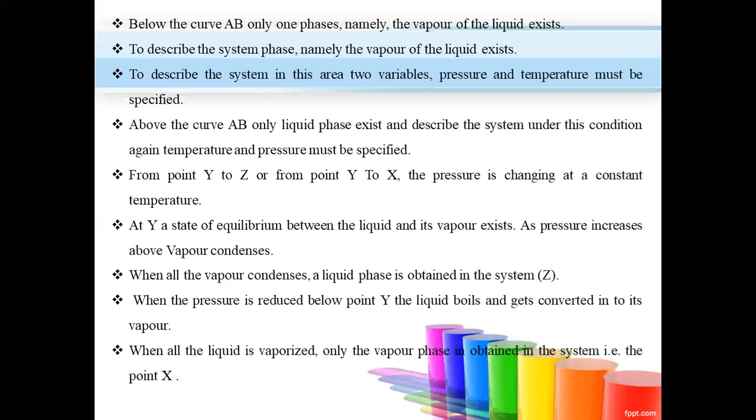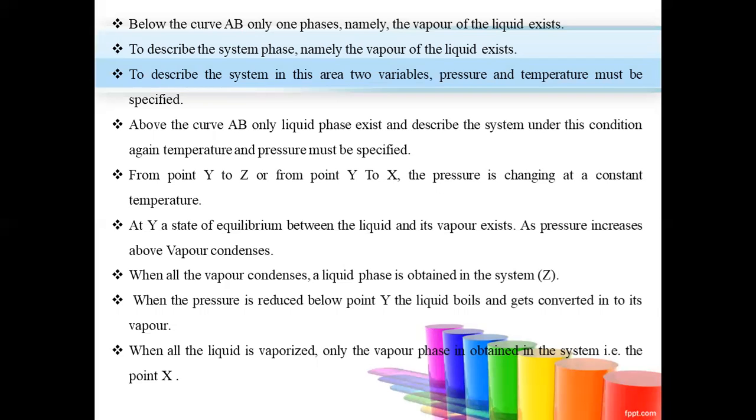Below the curve AB, only one phase, namely the vapor of the liquid, exists. To describe the system in this area, two variables, pressure and temperature, must be specified. Above the curve AB, only the liquid phase exists, and to describe the system under this condition, again temperature and pressure must be specified.